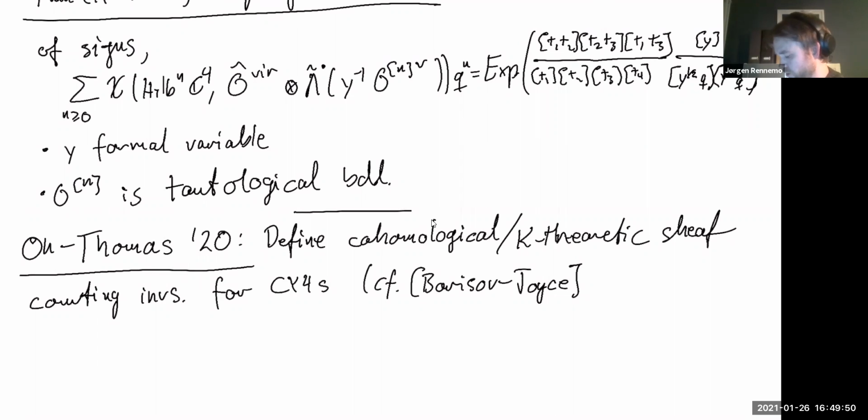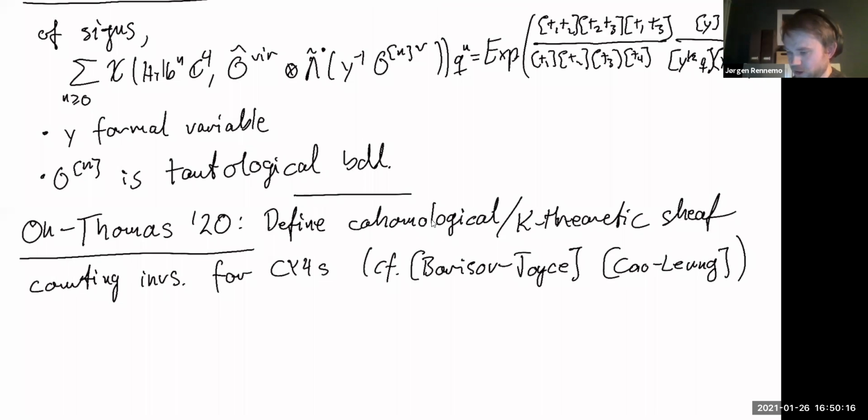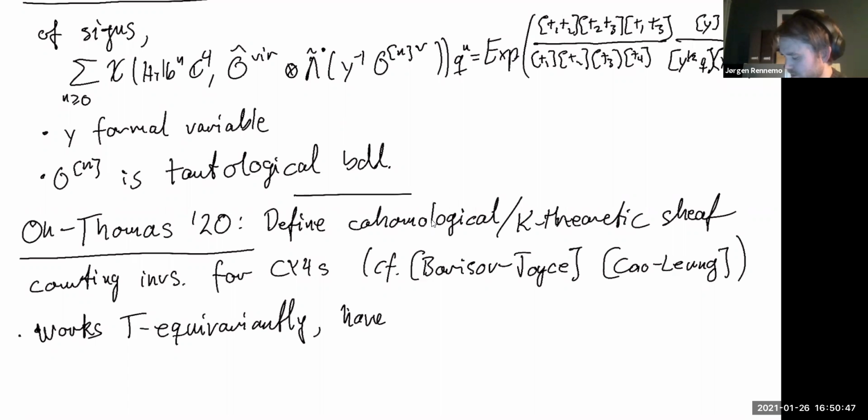Borisov and Joyce have defined these things in some setting at the cohomological level. There's also work by Kool and Long. Those previous works are more differential geometric, or even derived differential geometric, whereas Owen Thomas's work is in algebraic geometry, which is helpful for us. They also do the K-theoretic invariants, which weren't there previously, and this also works T-equivariantly. They prove we now have a localization formula. So O and T prove a localization formula.